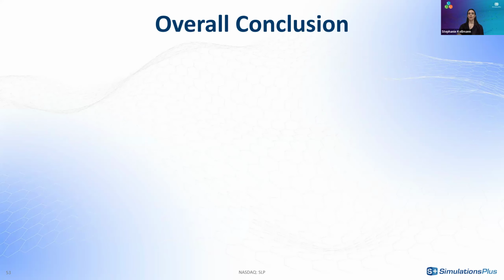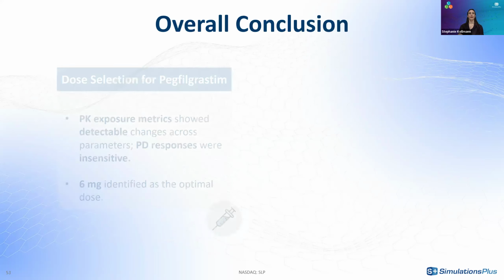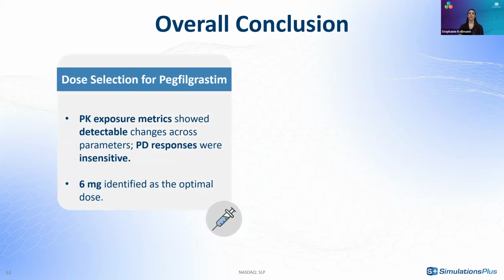To wrap up the analysis, we looked at both dose selection and study design optimization for pegfilgrastim using model-based simulations. In the first part, sensitivity was evaluated across dose delivery, clearance, and potency differences. We found that only the PK exposure metrics were sensitive to these changes, while PD responses remained stable. Based on those results, 6 mg was identified as the optimal dose to carry forward into the clinical trial simulations.